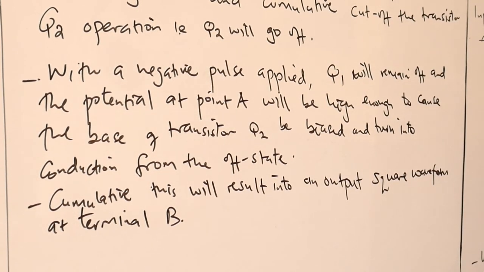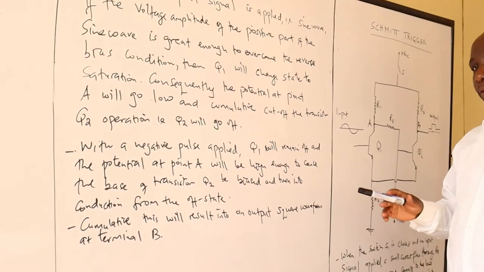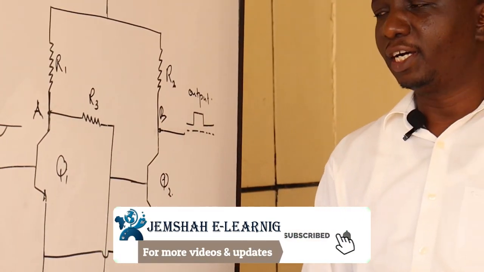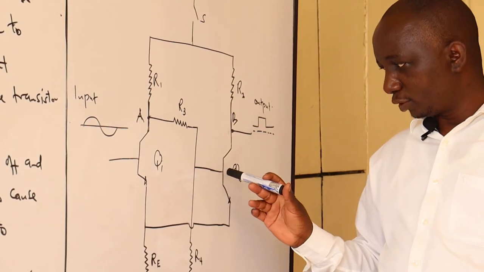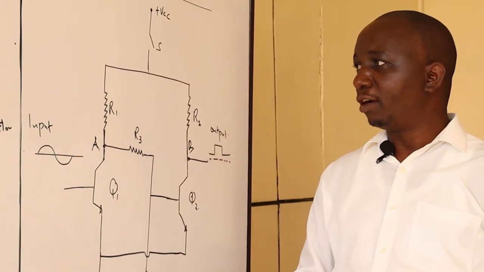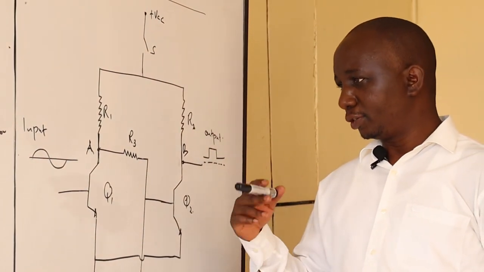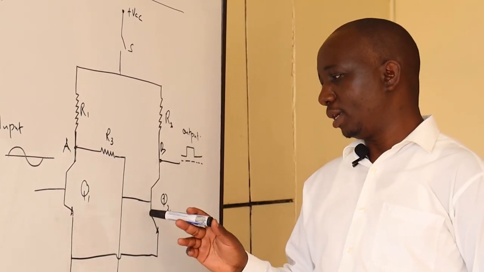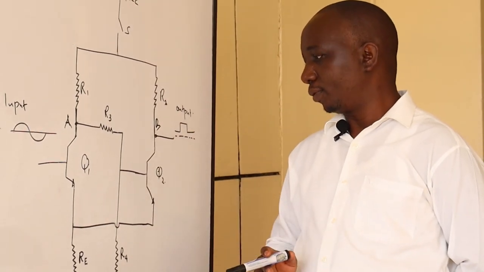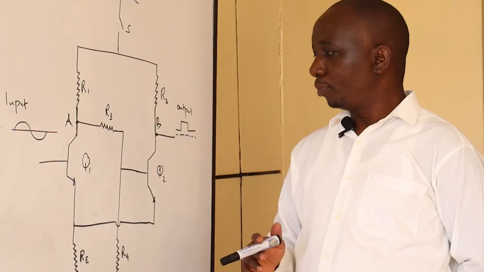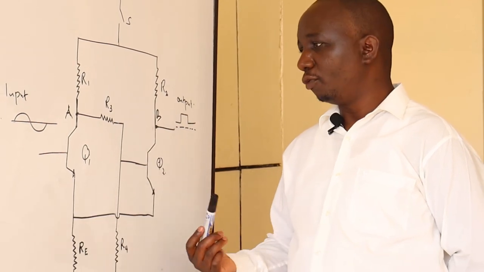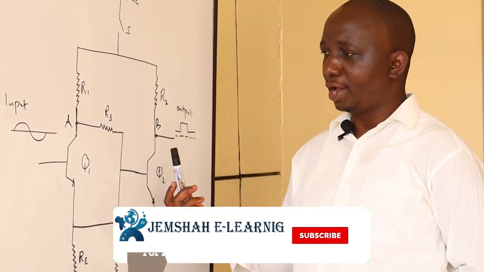So I want us to take note of that. When this one is conducting, the potential at point A becomes zero. That will automatically reverse bias Q2. And when this one is not conducting, the potential at terminal A becomes slightly above the one required to bias this, and therefore current flows to this point and causes the conduction of Q2. So when there's a positive pulse, we have the output. When there's a negative pulse, we have the low value. So we record a minimum low, and with a positive pulse, we record a minimum high.